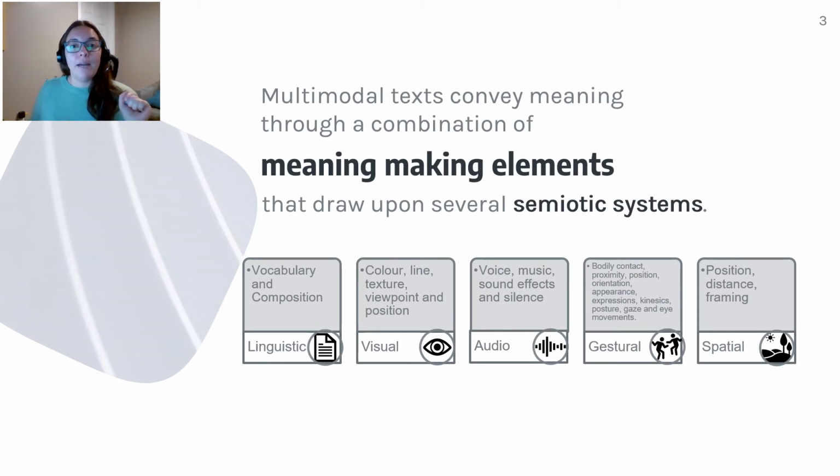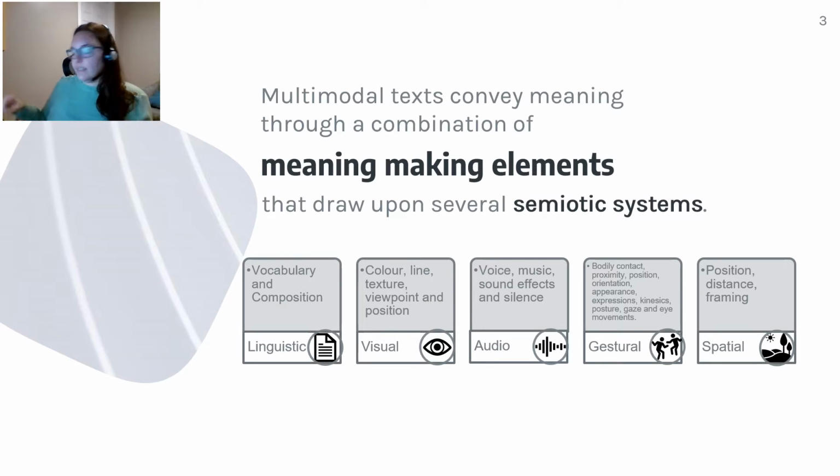So first, as you know, in this course, when we talk about text, we are talking about multimodal texts. How do we define a multimodal text? Well, multimodal texts convey meaning through a combination of meaning-making elements. These meaning-making elements draw upon several semiotic systems, and the semiotic systems are the linguistic, the visual, the audio, the gestural, the movement that appear on screen, and the spatial, which has to do with the position, with the distance, with the framing.